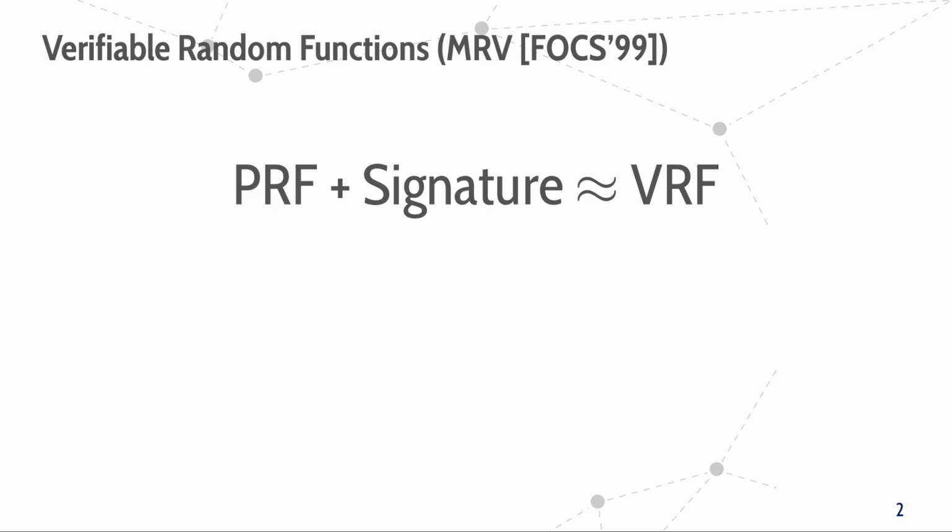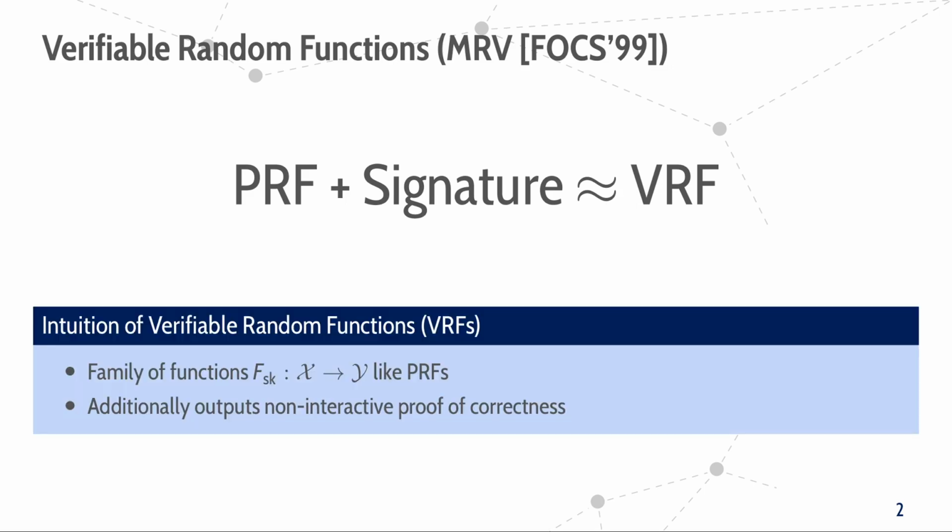Intuitively, we can think of verifiable random functions, or VRF for short, as a combination of pseudorandom functions and digital signatures. That is, a verifiable random function, just like a PRF, is a pseudorandom keyed function. However, in contrast to a PRF, a VRF, when evaluated, additionally produces a non-interactive proof that allows to publicly verify the correctness of the VRF output with respect to the input and the public key.